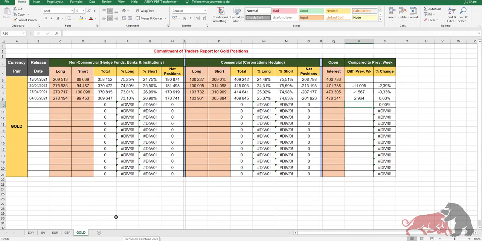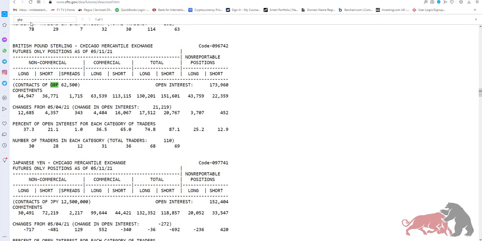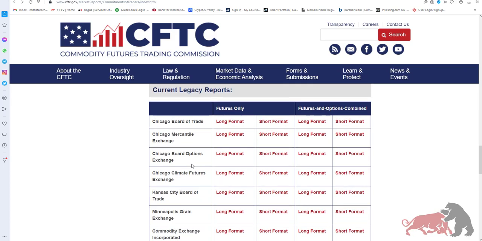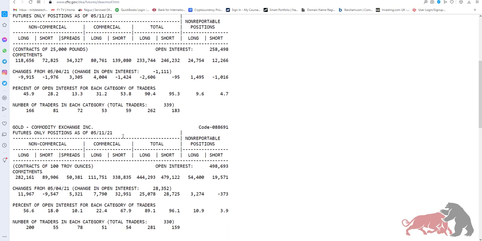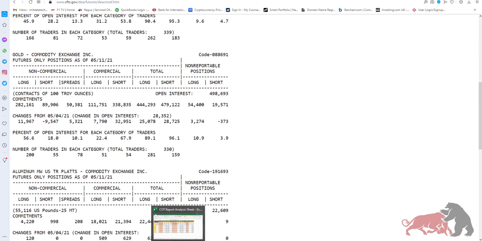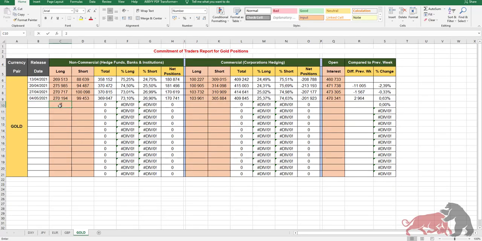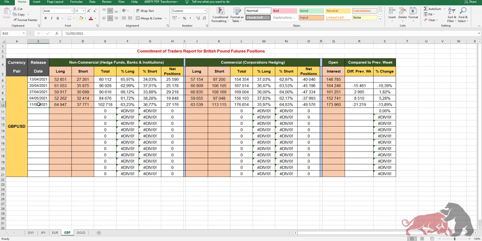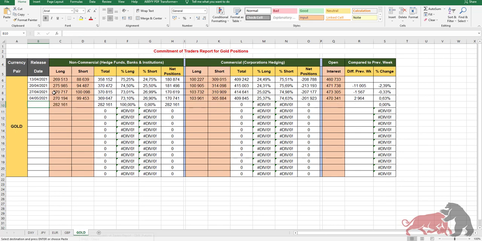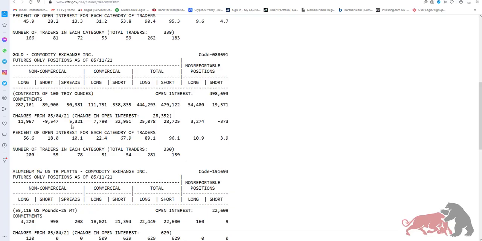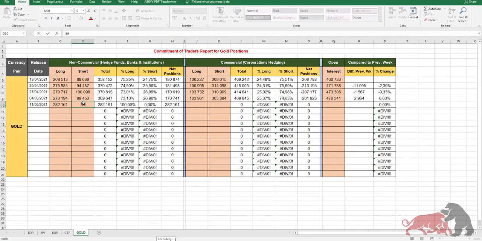Then finally, we have gold, right? Let's go to the COT number for gold, and we're going to find that at the Commodity Exchange Incorporated. This one we don't need to find, it's just here. Looking at the non-commercials for gold, they are holding 282161. Let me just copy the date here. So that's the non-commercials. They are holding 282161 long exposure, and then short positions they are holding 89906. They've actually taken profits on their shorts. You can see the short number has reduced and they've increased their long exposure.